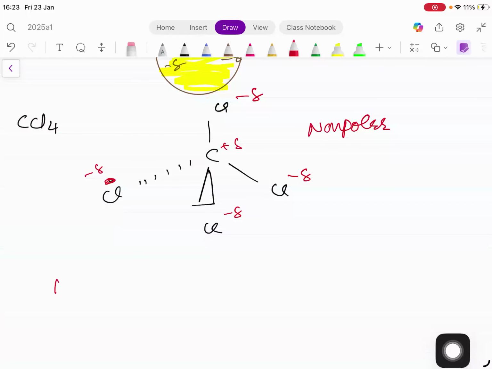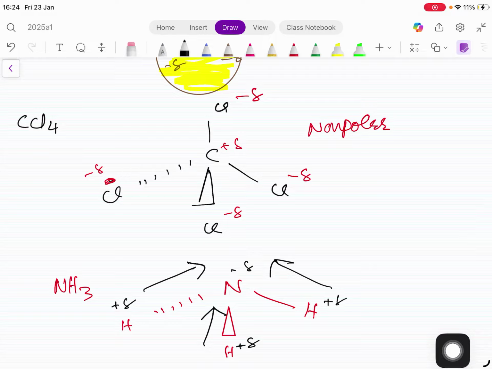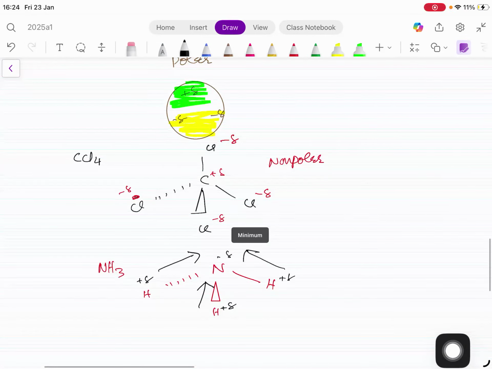But on the other hand, what about NH3? NH3 is like this, with this H and this H. Why is it polar? Because these vectors are always positive to negative. Here is one vector, here is another, here is another. Do you think these three vectors can add up to zero? They are all going in one direction, so they can't be zero, right? So this is how you determine the overall polarity.